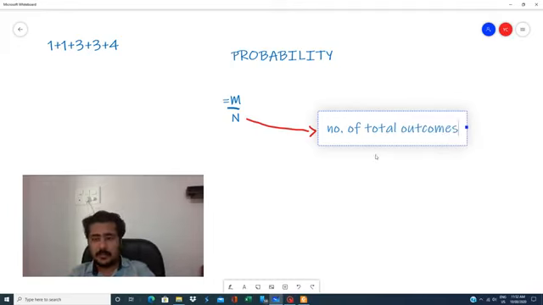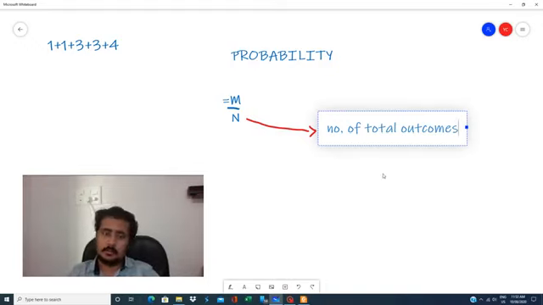Now, total outcomes, I have taught you what the total outcomes are. If I toss a coin, total outcomes are 2. If I toss 2 coins, total outcomes are 4. If I toss a dice, total outcomes are 6. If I toss 2 dice, total outcomes are 36. So n is total outcomes.